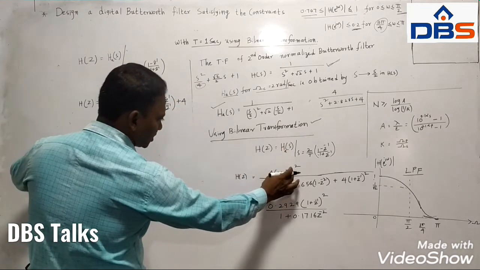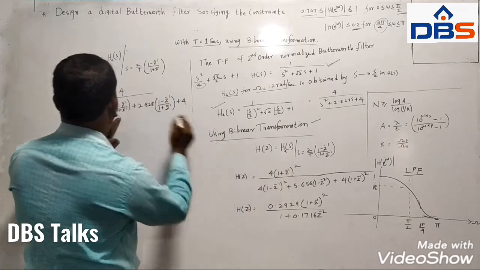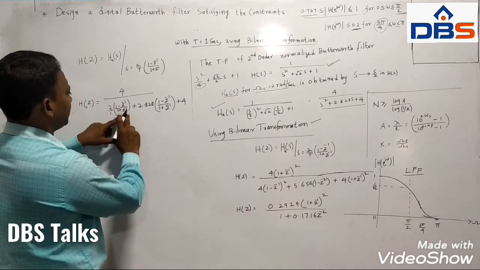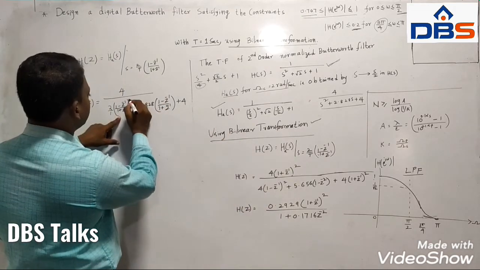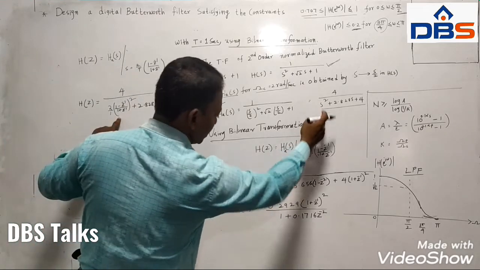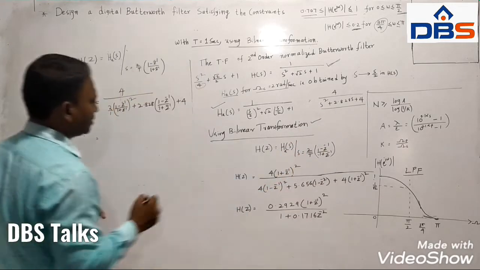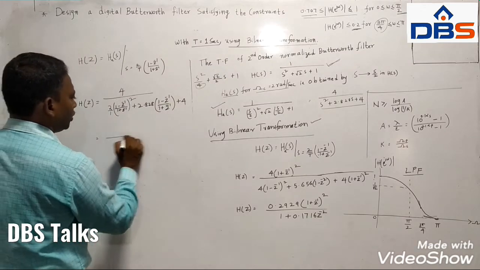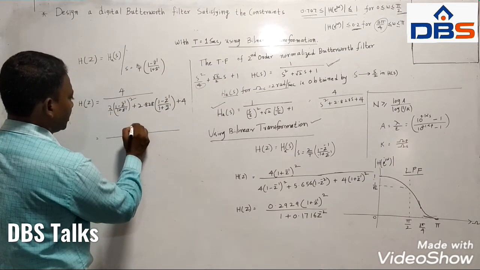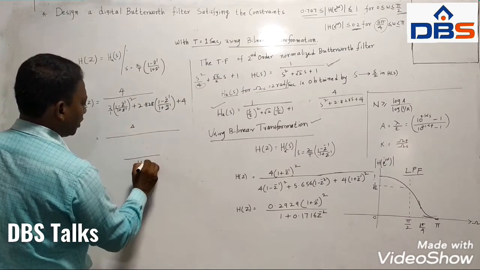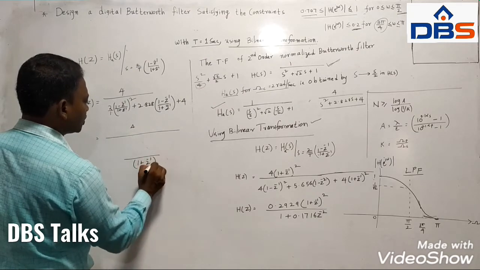That 1 plus Z inverse goes to the upside. So there we see 1 plus Z inverse, actually square is there. S square means 2 times (1 minus Z inverse) divided by (1 plus Z inverse). So therefore, what you will get? You will get LCM in the denominator. You will get LCM as (1 plus Z inverse) whole square.